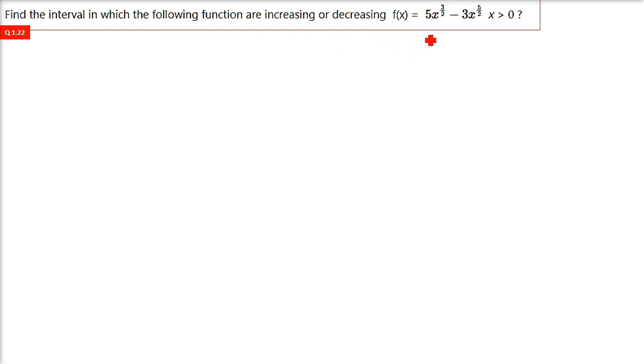x is greater than 0. So first we'll differentiate it. f'(x) is equal to what? It's 5, this 3 by 2 comes here, x to the power 3/2 minus 1. This is minus 3, 5 by 2, x raised to the power 5/2 minus 1. So this is just simple differentiation.